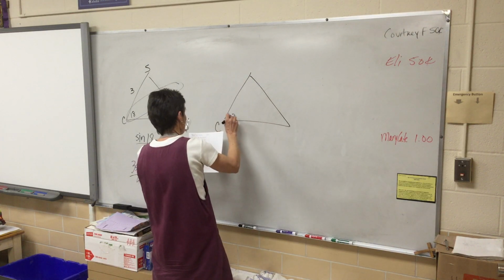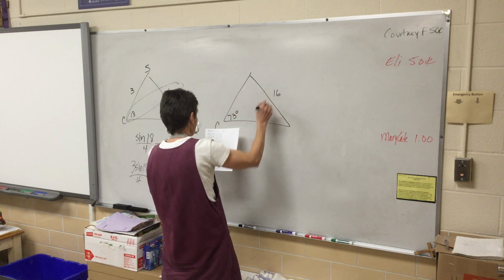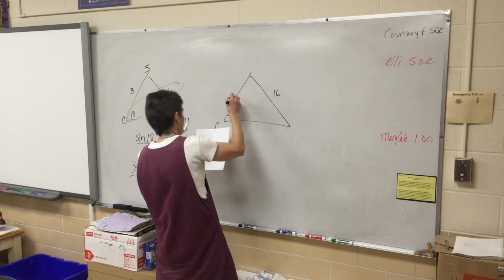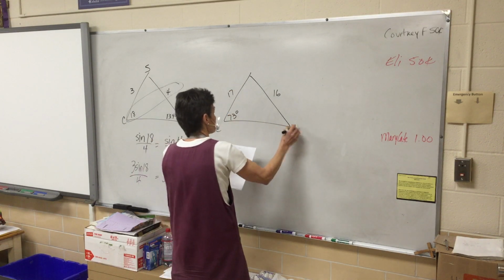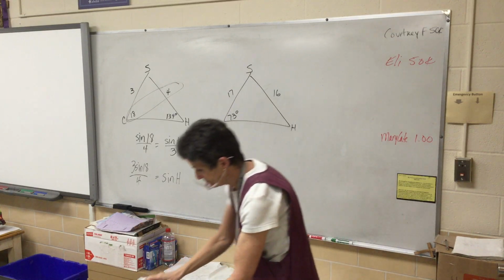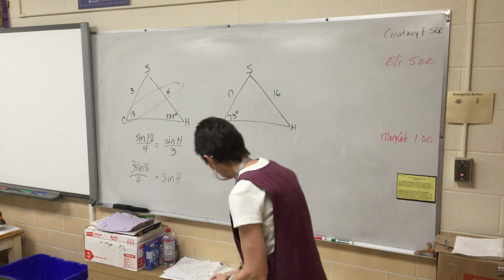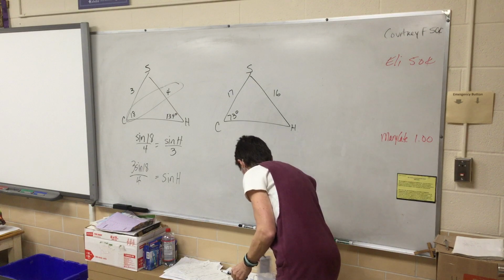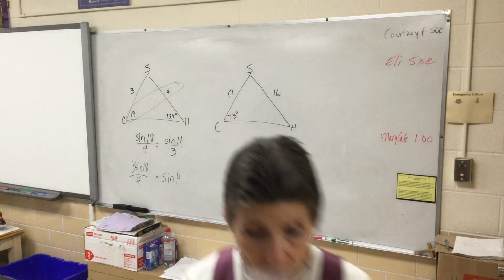So C is 73 degrees, side C is 16, and side H is 17. All right, so there's the given. Everybody get it drawn okay?